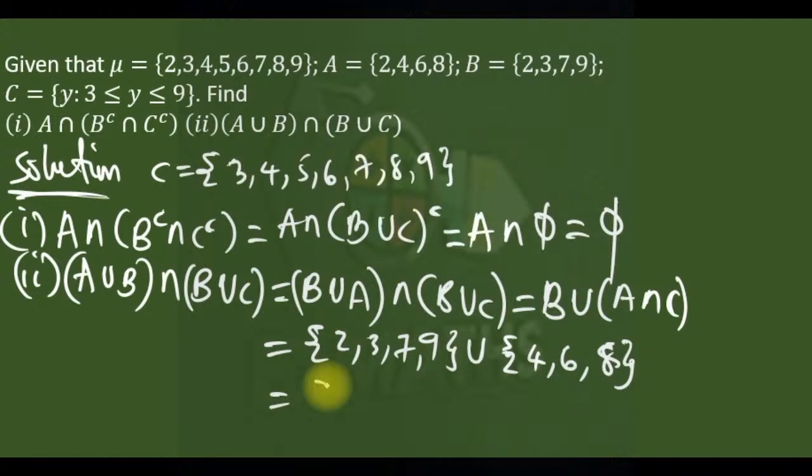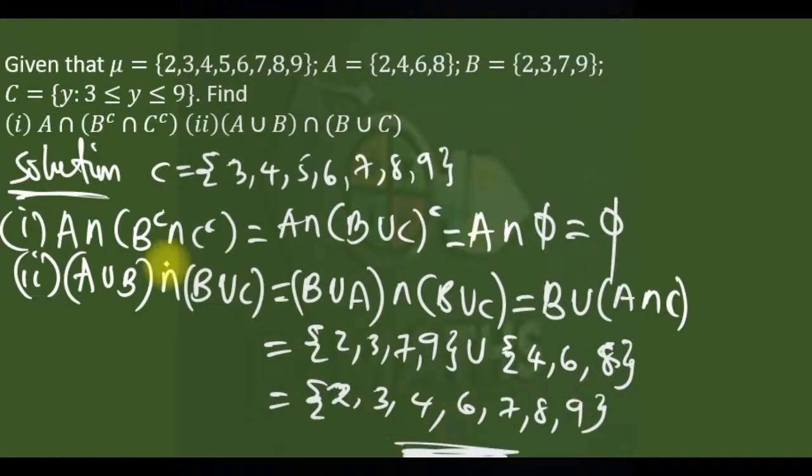So what is the union of this? This is now 2, 3, 4. There's no 5, 6, 7, 8, 9. So that's our answer. So it's a very nice question.